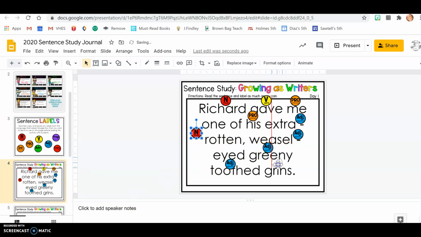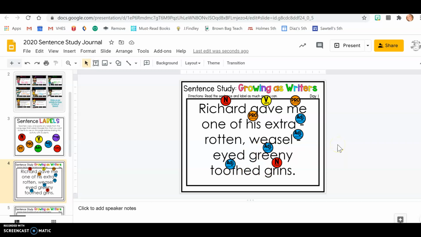So you'll notice in my sentence, right now, every word doesn't have a label. One and of, I'm not really quite sure what those are because they're not a person, place, or thing or idea. They're not an action word. They don't describe. There's not a position. It's not a conjunction like for, and, nor, but, or, yet, or so. And it's definitely not a wow, like an interjection. So, yep, I'm skipping those two. I really don't think they are anything yet. Pronoun, extra rotten is an adjective. Weasel-eyed is an adjective. Greeny, adjective. Toothed, adjective. And grin is a noun.